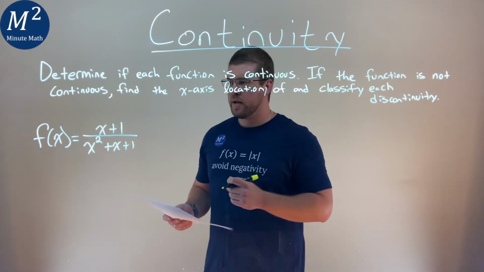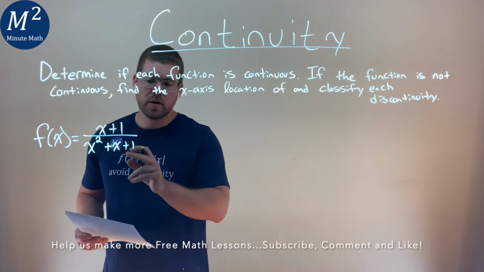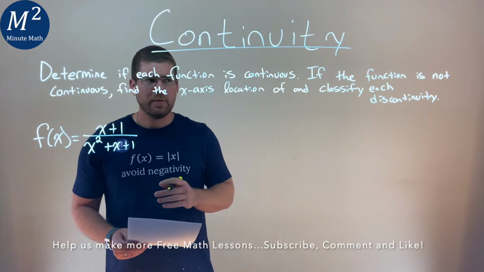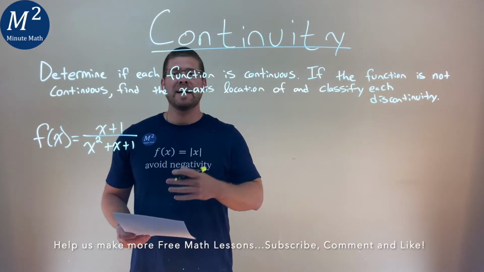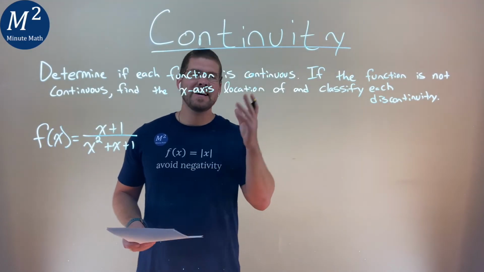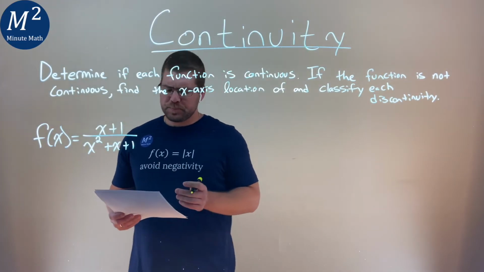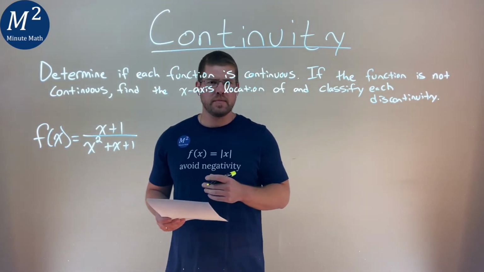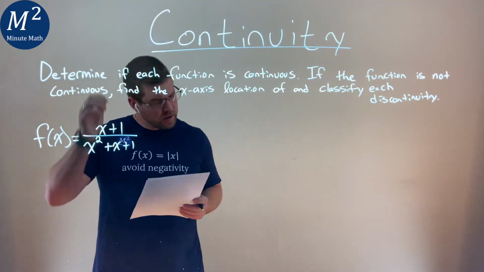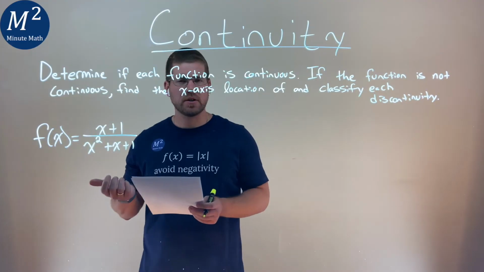We're given this problem right here. f(x) is equal to (x plus 1) over (x squared plus x plus 1). We determine if this function is continuous, and if it's not continuous, where it is not continuous and the classification of the discontinuity. Now, this function is a little tricky. The first thing I always like to do is think, okay, when will my denominator equal 0? It's a key thing with rational functions.